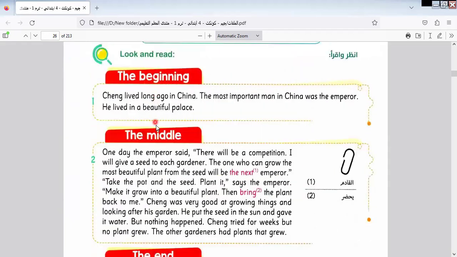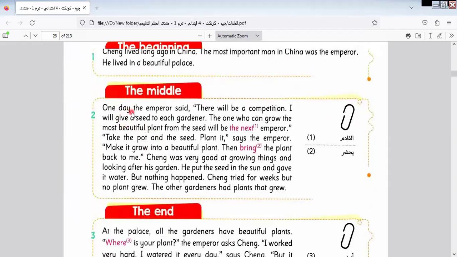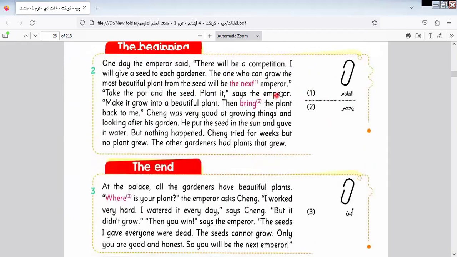This is the beginning. The middle. One day, the emperor said that there will be a competition. I will give a seed to each gardener. The one who can grow the most beautiful plant from the seed will be the next emperor. Take the pot and the seed, plant it, said the emperor. Make it grow into a beautiful plant. Then bring the plant back to me.